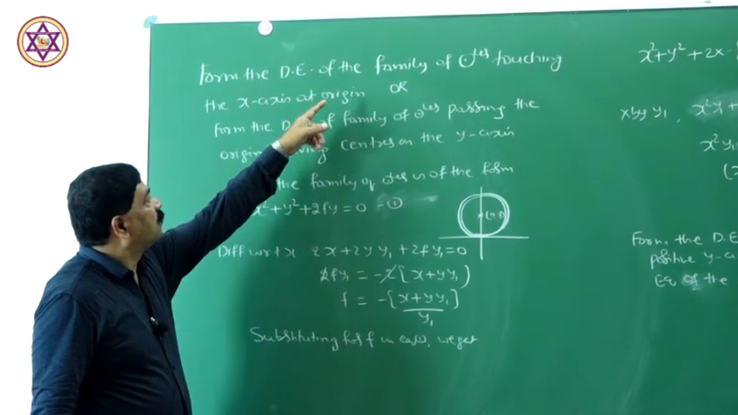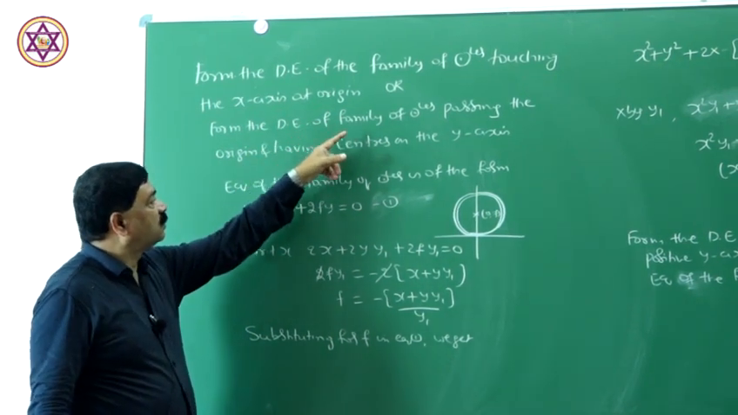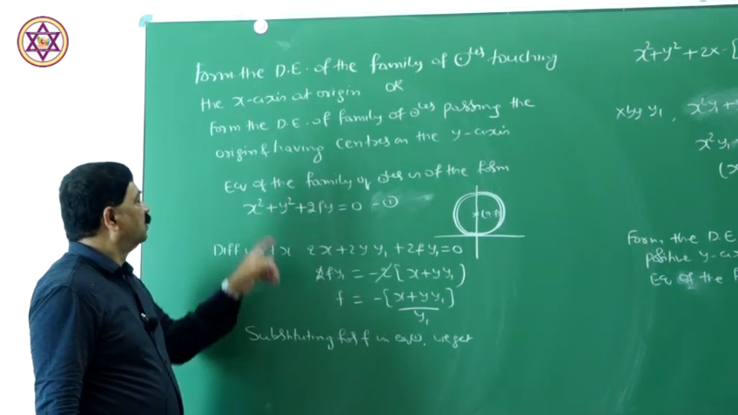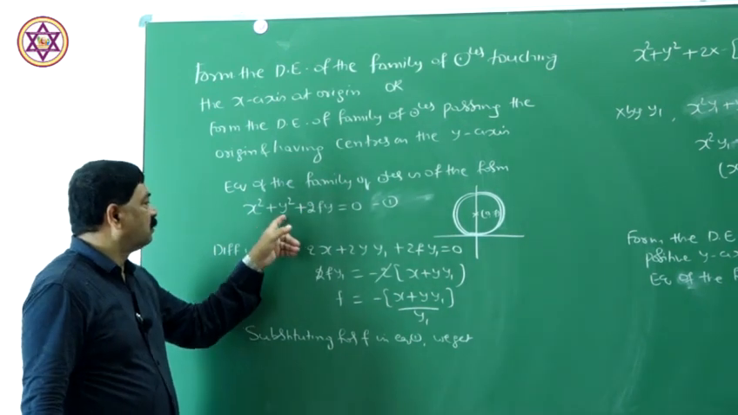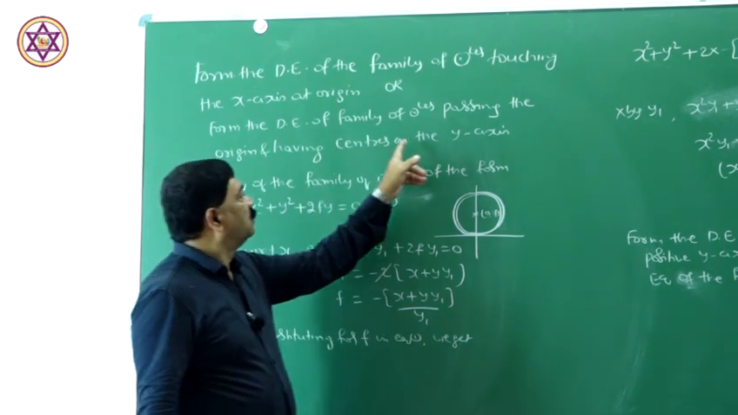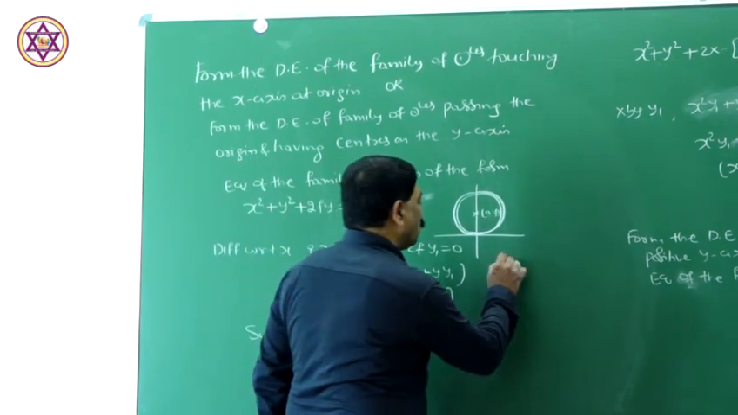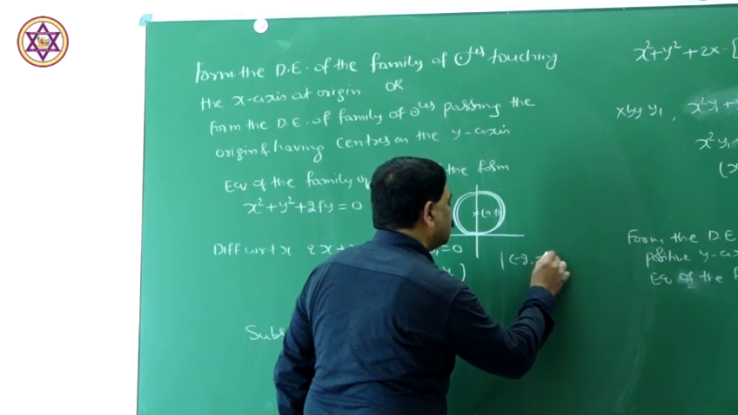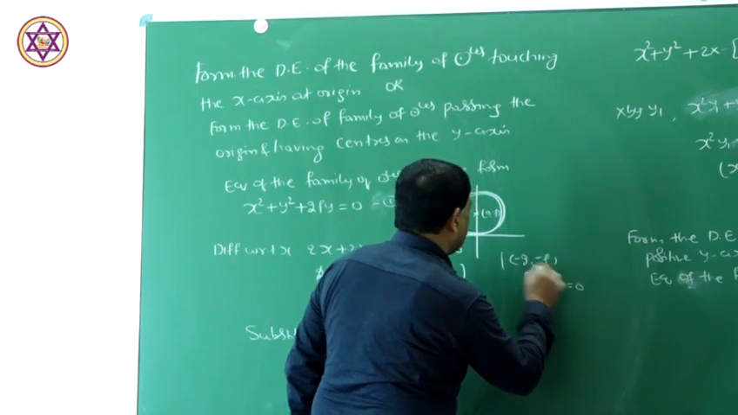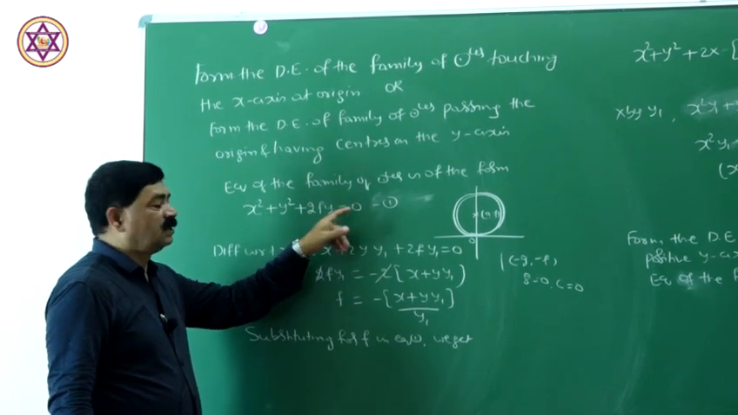Form the differential equation of the family of circles touching the x-axis at origin, or form the differential equation of family of circles passing through the origin and having centers on the y-axis. Equation of the family of circles is of the form x square plus y square plus 2fy is equal to 0. Because center lies on y-axis means 0 comma minus f. We know that coordinates of center are minus g comma minus f. Center lies on y-axis, therefore g is 0, and circle passing through the origin, therefore c is 0. Therefore x square plus y square plus 2fy is equal to 0.